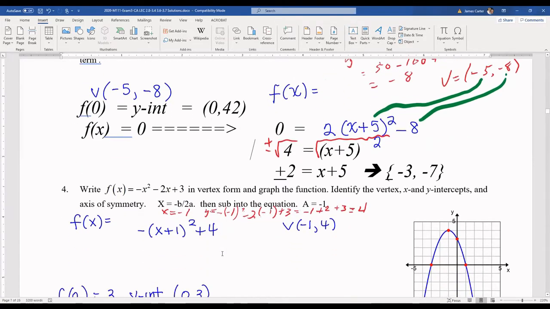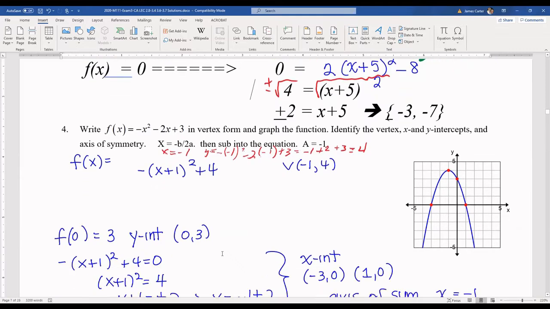By the way, there is another way of changing an equation from standard form to vertex form, and it's called completing the square, one of our factoring methods, where you find perfect squares on both sides, and it's a pain, and it's not required on this course.